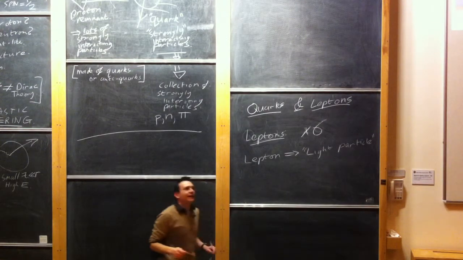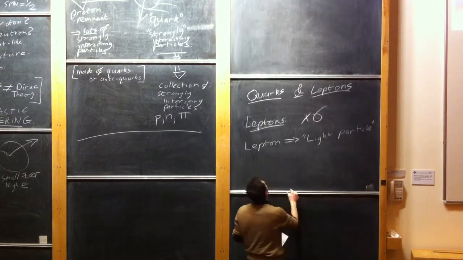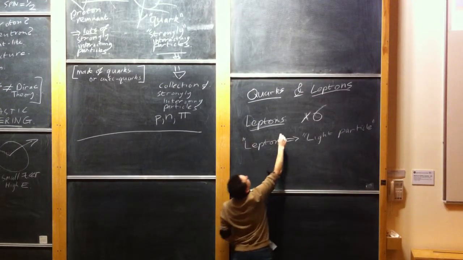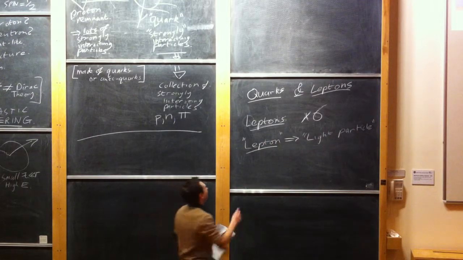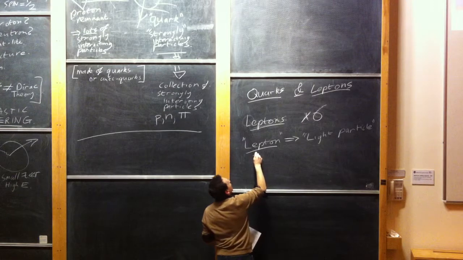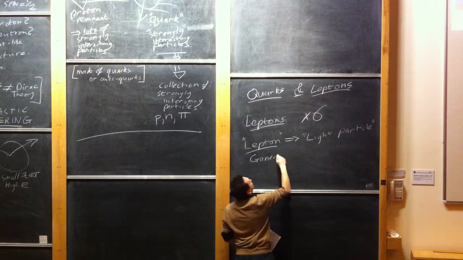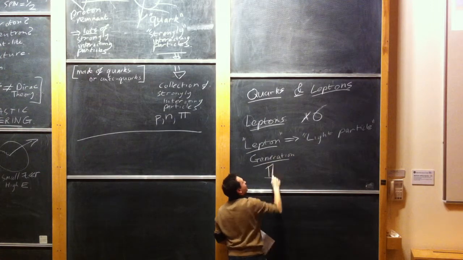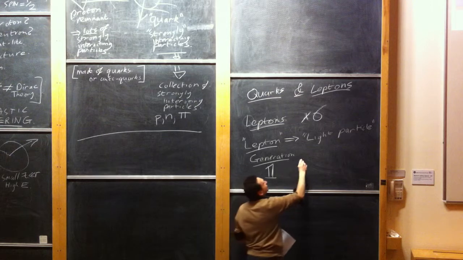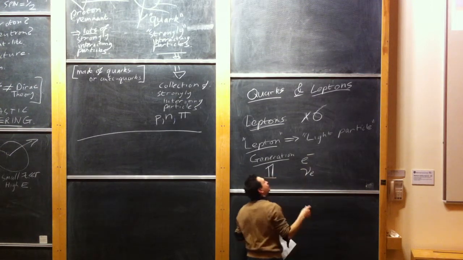Not all of them are very light, but the first ones to be discovered were light, and hence they were given this name. Bit of a historical name. You will probably already have met some of these. So they come in 3 what are called generations. And the first generation should be very familiar to you. It consists of the electron and the electron neutrino.